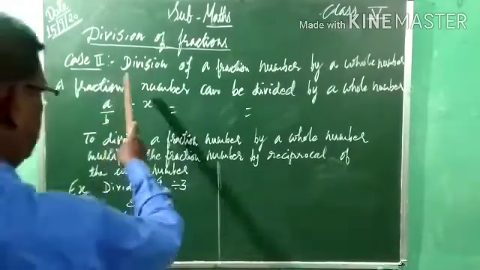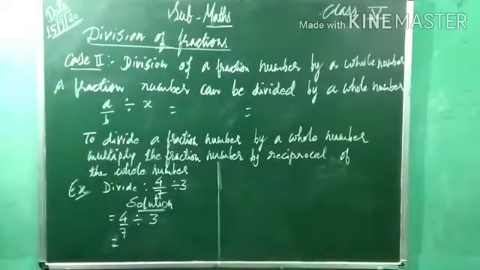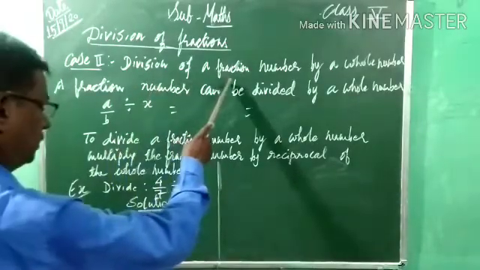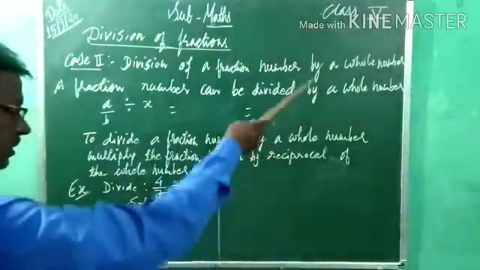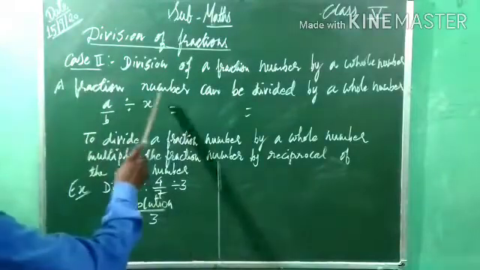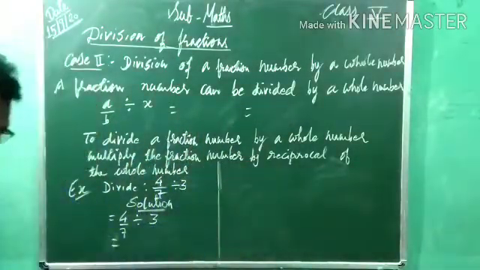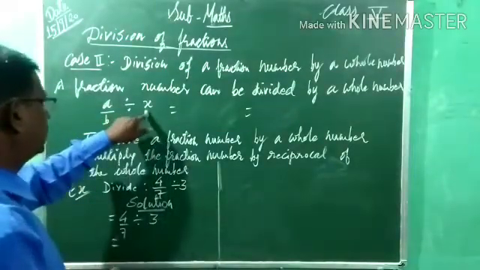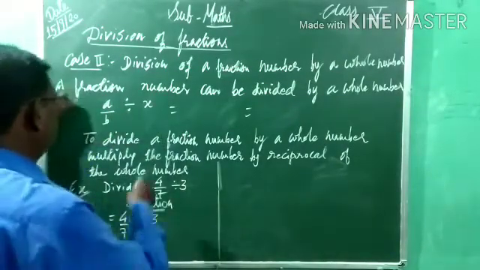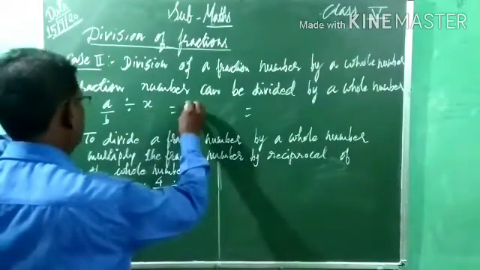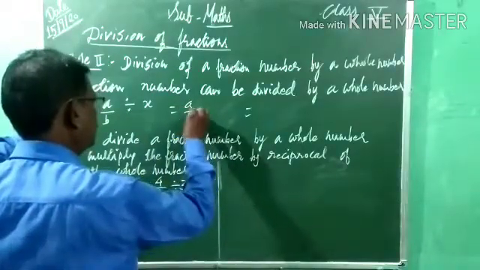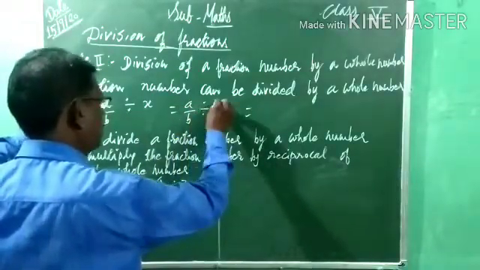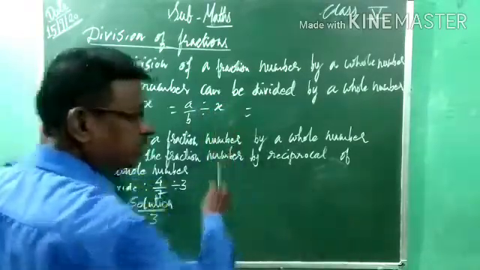Now case 2, look at: division of a fraction by a whole number. If one fractional number is given and the other is a whole number, a fractional number can be divided by a whole number. For example, let a by b be a fraction. This is the symbol of divide, divided by what? X. So what to do? Here one step you have to take. A by b divided by x is given. Here below x there is nothing, so what do you have to take?